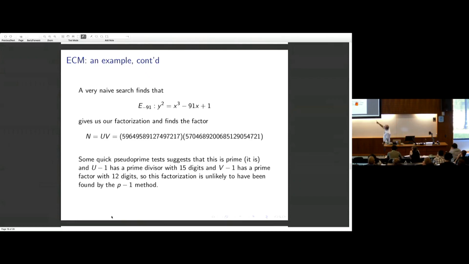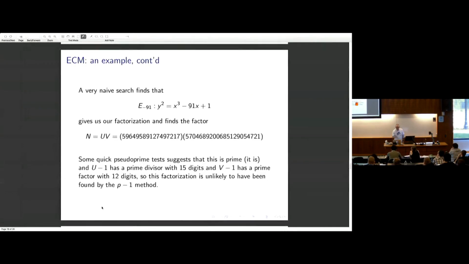And if you look at these two factors, and you subtract one from them, the first one has a 15-digit prime factor, and the second one has a 12-digit prime factor. So the P-1 method is going to have trouble finding them. Okay, you'd have to go all the way out to a trillion or something before you would find the prime factor that you need to get this by the P-1 method.